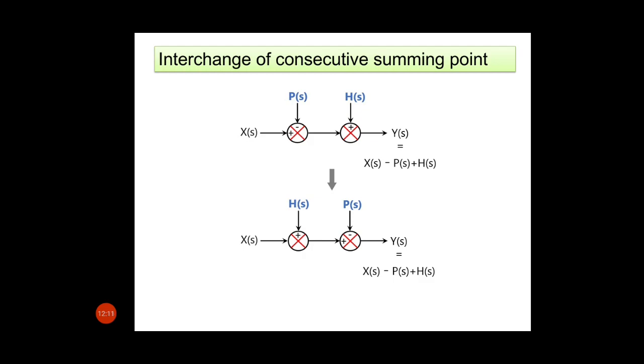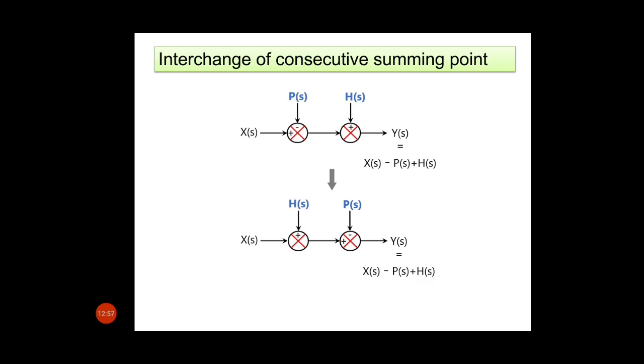This is the interchange of consecutive summing points. Here there are two summing points, one is P(s) and one is H(s). The sign of P(s) is minus and the sign of H(s) is plus. So the output is X(s) minus P(s) plus H(s). Now we want to interchange the positions of H(s) and P(s), meaning we interchange the positions of these summing points. The second one comes in the first place and the first one comes in the second place.